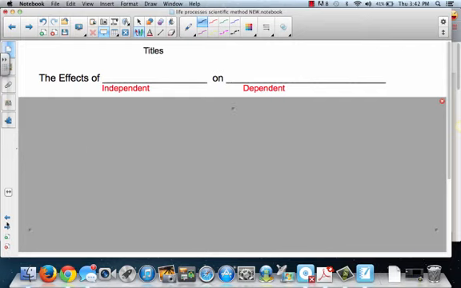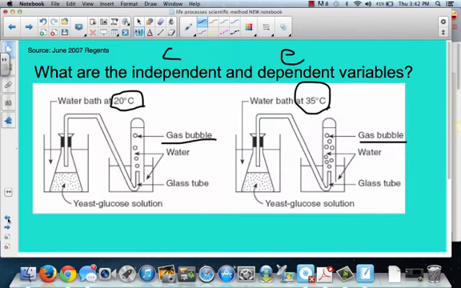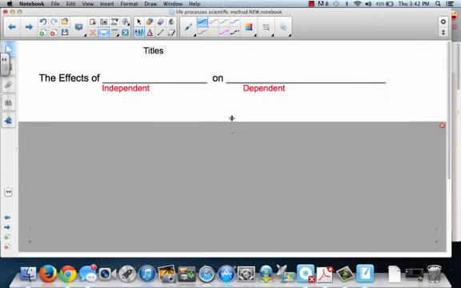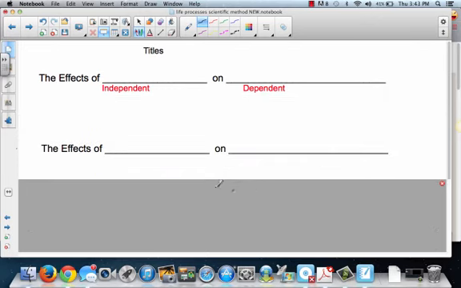So let's go back to that diagram. We have temperature and gas bubbles. So the effect of blank on blank. So I want you to go back and I want you to write down what you think the title is. The effect of blank on blank. What do you think?